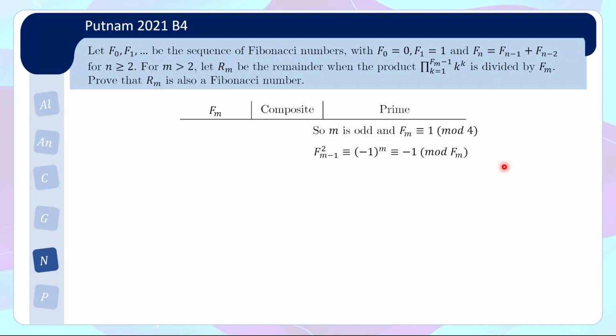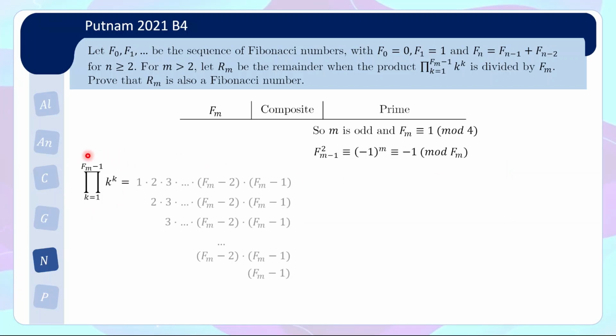yet again later on. Now here comes the killing blow of the question. This is your strange looking product. Now a very natural thing to do is write that out as many copies of 1 to Fm minus 1. So you have 1 copy of 1, 2 copies of 2, 3 copies of 3, and so on, Fm minus 1 copies of Fm minus 1. Now when you write it in this form, the first row looks like Fm minus 1 factorial, right? And that's very nice because by Wilson's theorem, you have that congruent to minus 1 mod Fm.